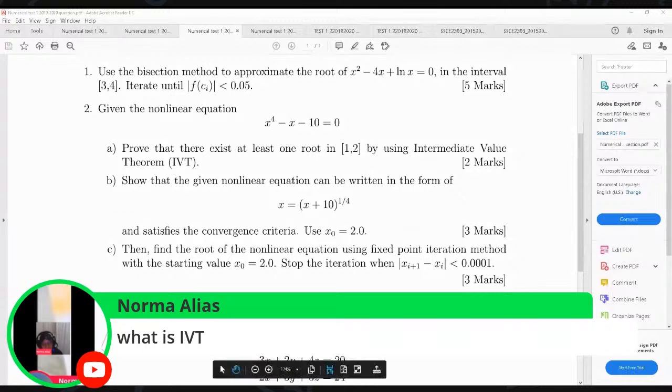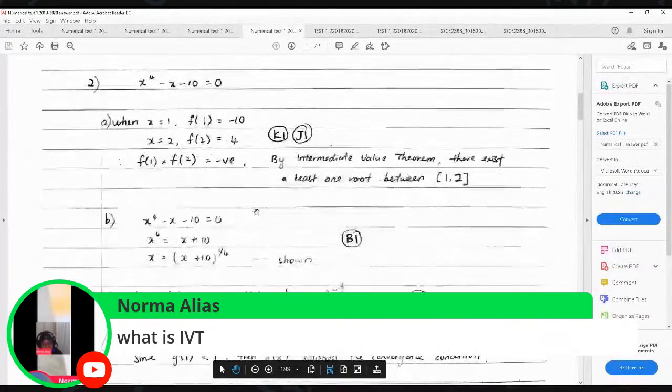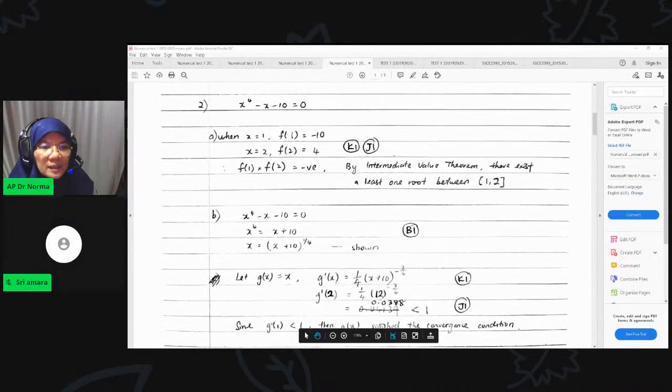Never mind, we can solve this problem. We go to the second question. Now I stop here. I want you to remember the formula of the intermediate value theorem, and second, the formula of the fixed point iterative method.